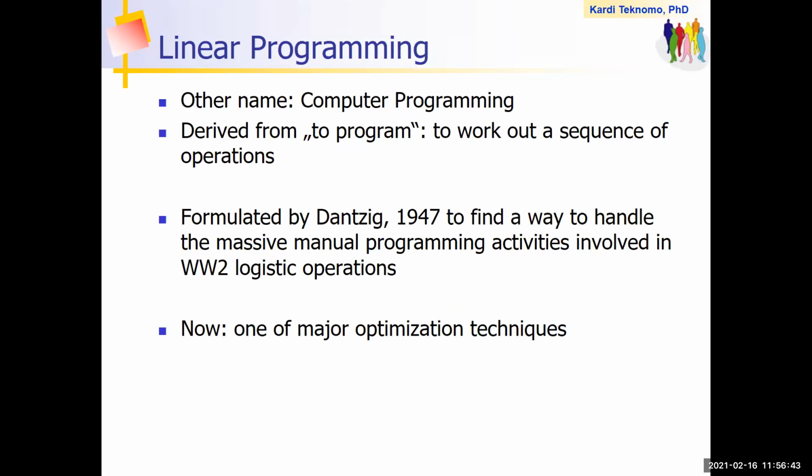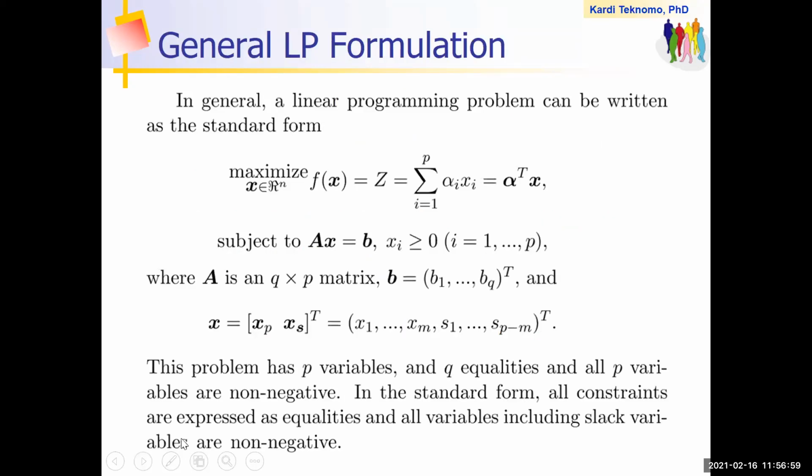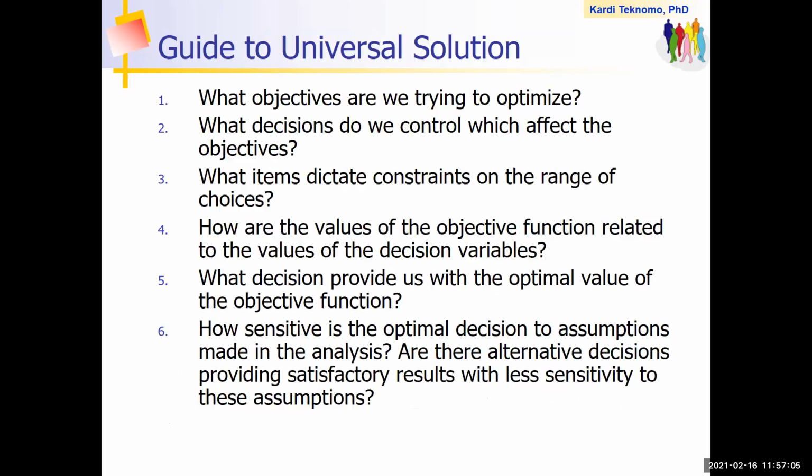This is the usual formulation, formulated in 1947 by Dantzig to solve logistics problems during World War II. Now it is one of the major optimization problems. So this is the general linear program formula. We talked about it a while ago.